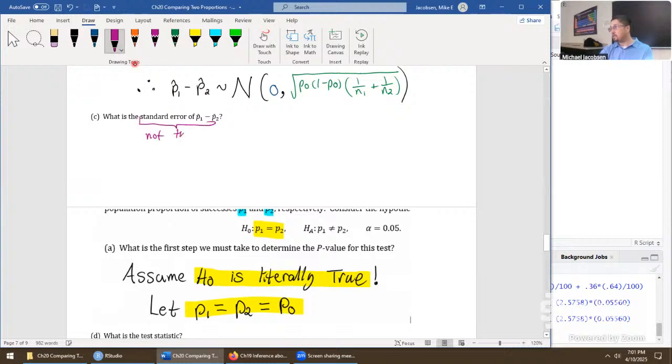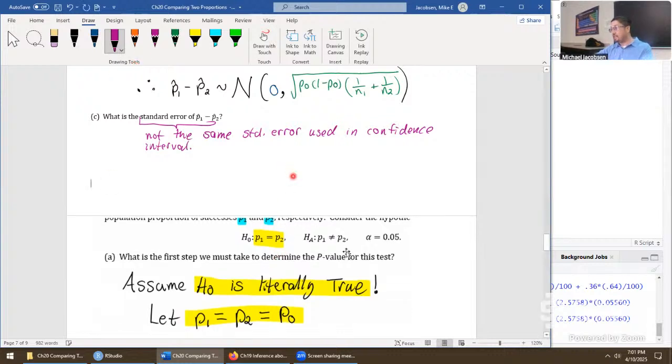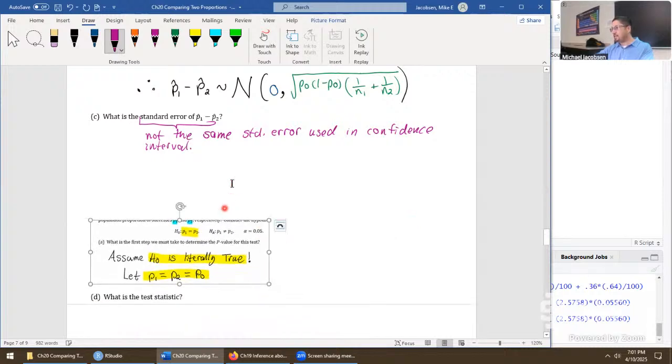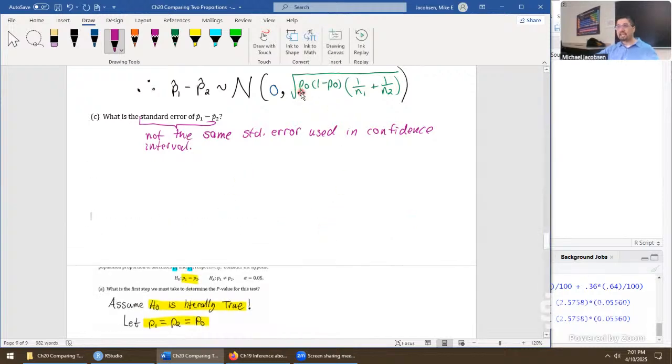Maybe let's make that our first warning on this. Not the same standard error used in confidence intervals. And we mean the confidence intervals in this chapter itself. Standard error changes a lot. And here's the logic behind why it does. Ordinarily, if we're going to grab a standard error, what we do is we take something over here and build an estimate, right? But what in the world is the estimate this time? It's going to be based on estimating p naught. So that's going to be our first job here.